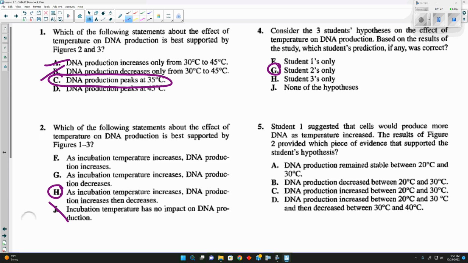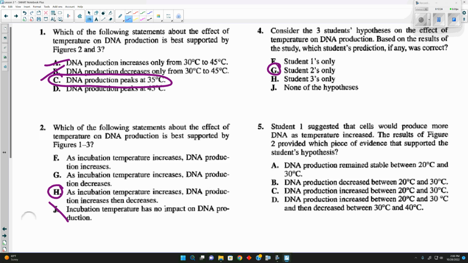Number 5, student 1 suggests that the cells would produce more DNA as temperature increases. The results of figure 2 provided which piece of information that supported the student's hypothesis? DNA production remains stable between 20 and 30 degrees. DNA production decreased between 20 and 30 degrees Celsius. DNA production increased between 20 and 30 degrees Celsius. DNA production increased between 20 and 30 degrees Celsius, and then decreased between 30 and 40 degrees Celsius.